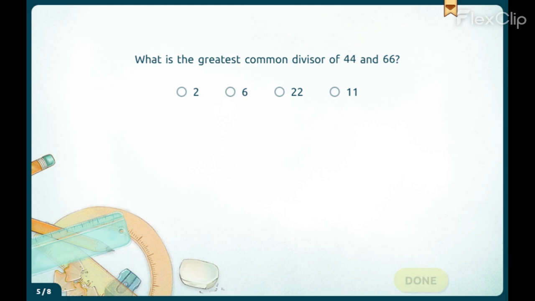And now we are back to the greatest common divisor, 44 and 66. Is it 11 or 22? Is it 2 or 6? I do believe 22 is the answer.